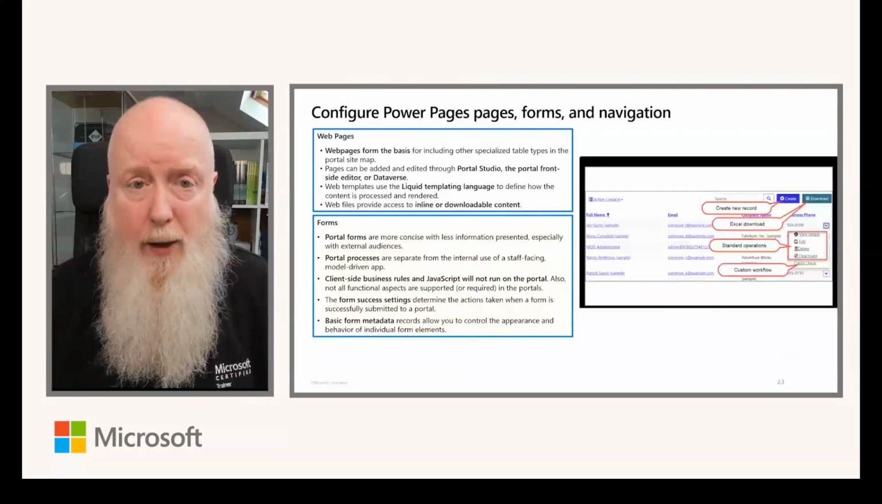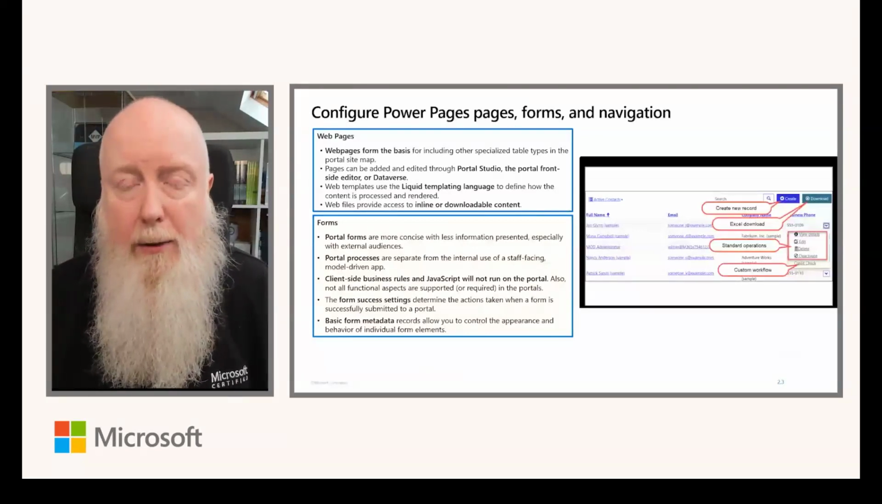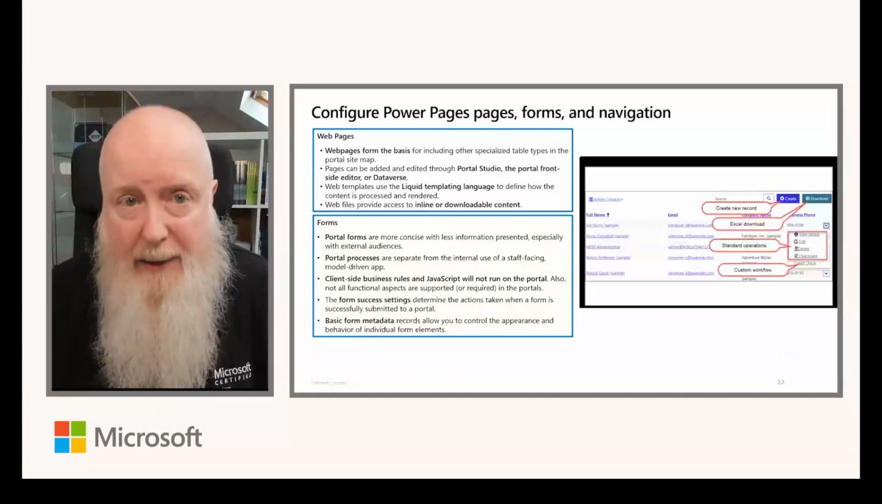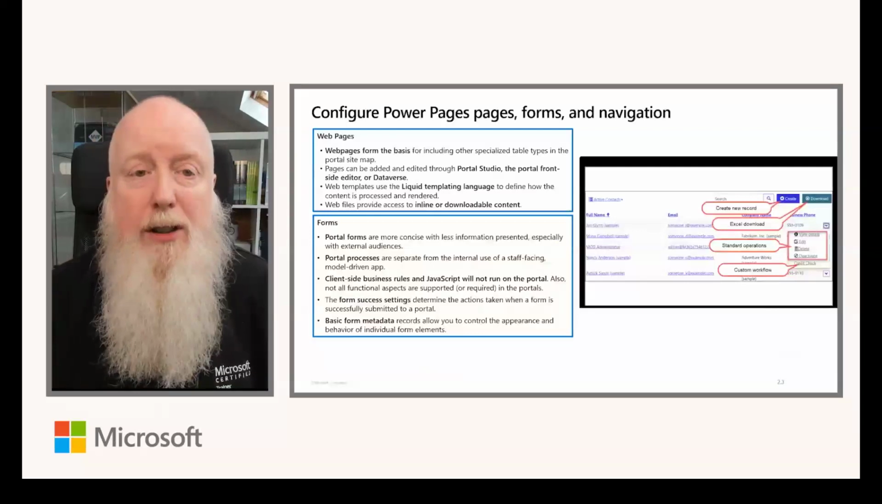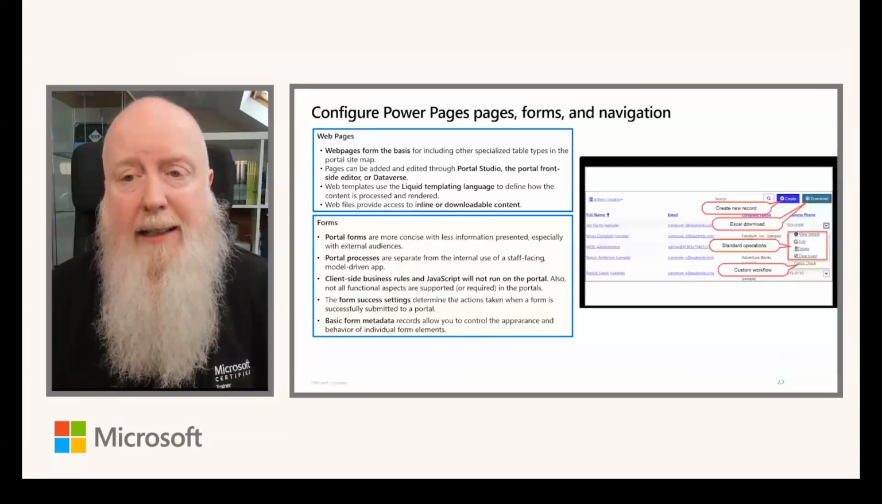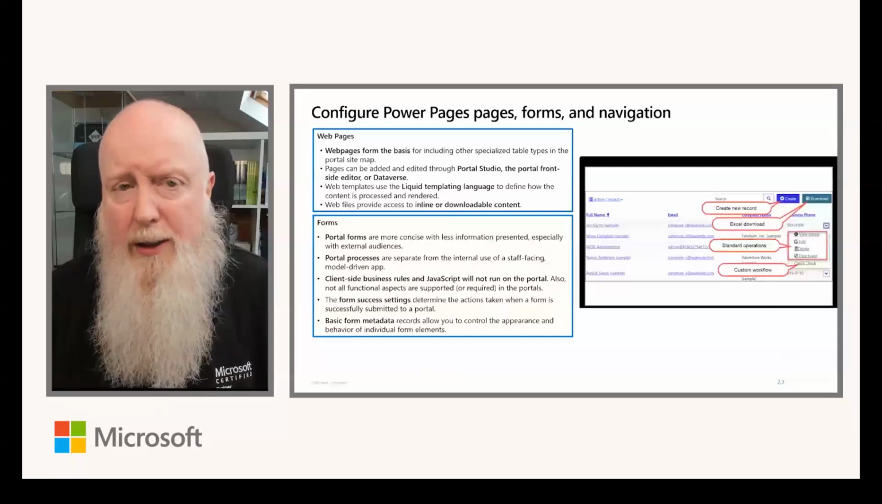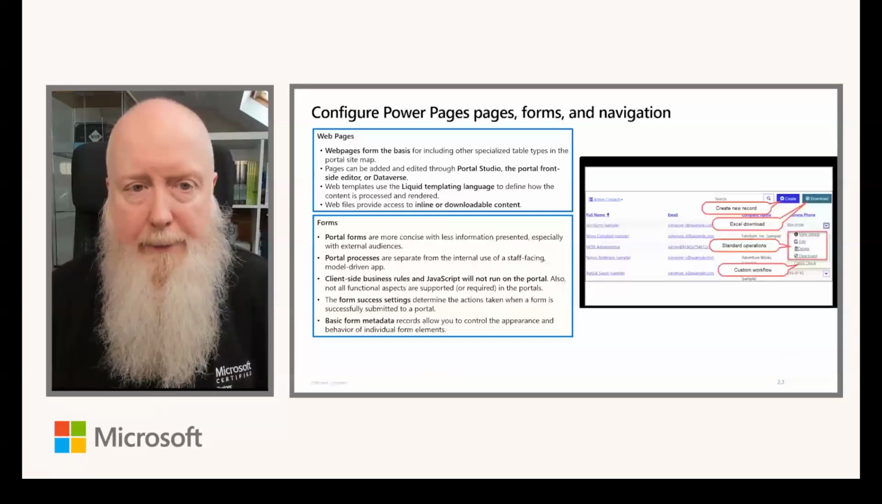So forms, let's talk about those. It actually reuses the main forms created for that. The list, again, reuses the views from your model to display data. And what you can do with that is enable users to create and update records. We'll talk about the security model on this.